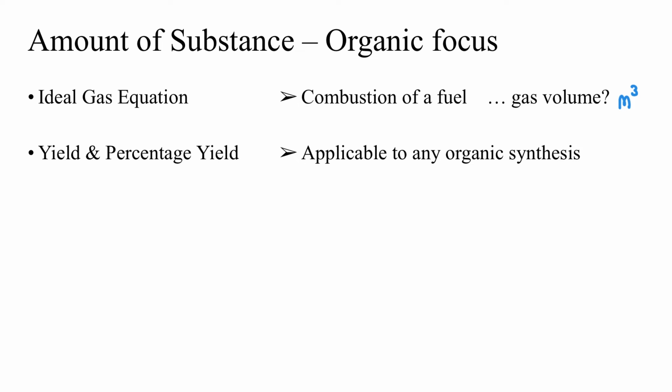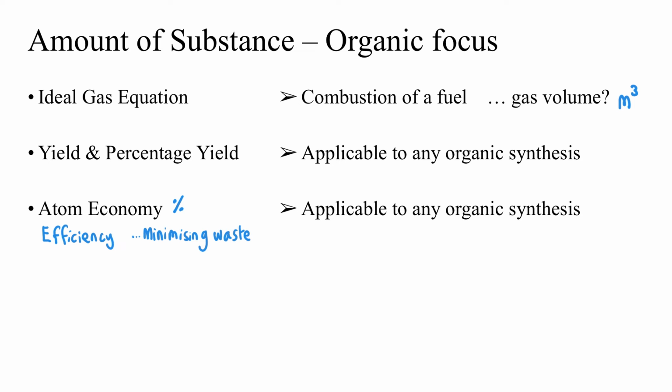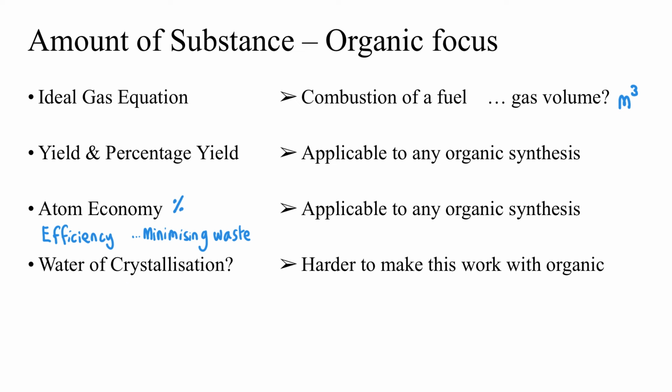Next, we have yield and percentage yield. This is applicable to any organic synthesis at all, really, so could easily be woven into any organic preparation, as could atom economy, both in terms of the percentage calculation and then something maybe commenting on the efficiency or perhaps minimizing the waste for any organic synthesis. We didn't have any water of crystallization questions on Paper 1, and it is harder to see how this could be woven into a Paper 2. Maybe that means that they're saving it for Paper 3.